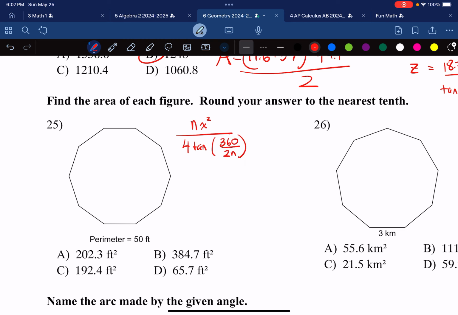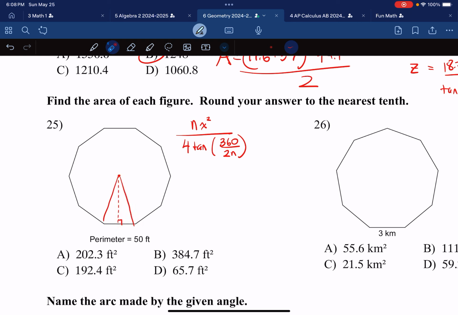How do you have that memorized? I don't know. Once you do it enough times, I guess you'll memorize it. But again, the whole idea comes from if you just make triangles out of everything, and then you can make a right triangle by drawing a line down the center. You can find the area of this triangle right here and then multiply it by the number of triangles.